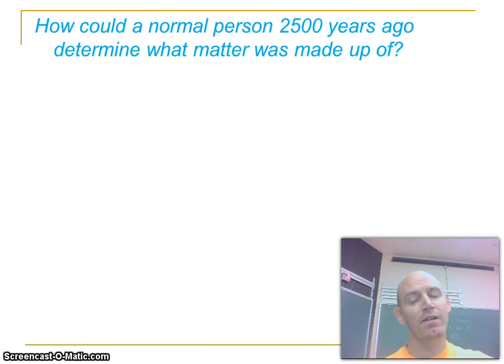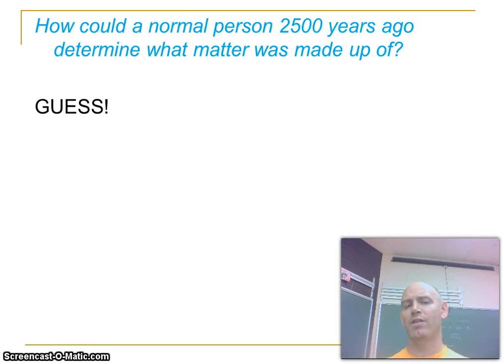And atomic theory has its roots way back in the day, thousands of years ago, back around the time of Aristotle, 2,500 years ago, when people were just walking around thinking. And so if you wanted to know 2,500 years ago what matter was made up of, what would be your method? And the honest answer is you would just guess. There were some very intelligent thinkers back then, but science wasn't really a thing. The scientific method didn't really exist. And so you pretty much guessed.